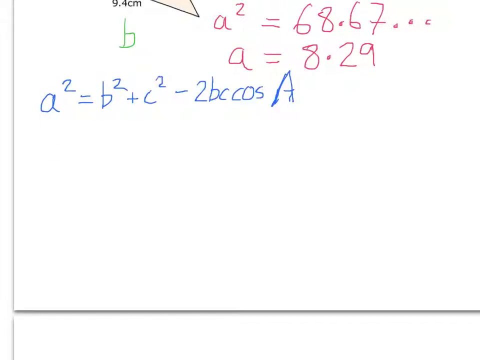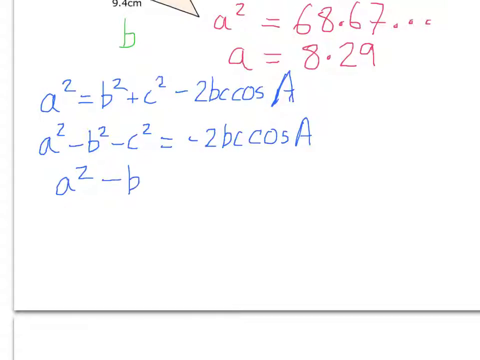So the first thing we're going to do is subtract these two away from both sides. So I'm going to have a squared minus b squared minus c squared is going to be equal to minus 2bc cos A. Let's just rewrite that last little bit there again because it's not very neat. So cos A. Now, to leave cos A on its own, we've got to divide both sides by the thing we're timesing cos A by, which is minus 2bc.